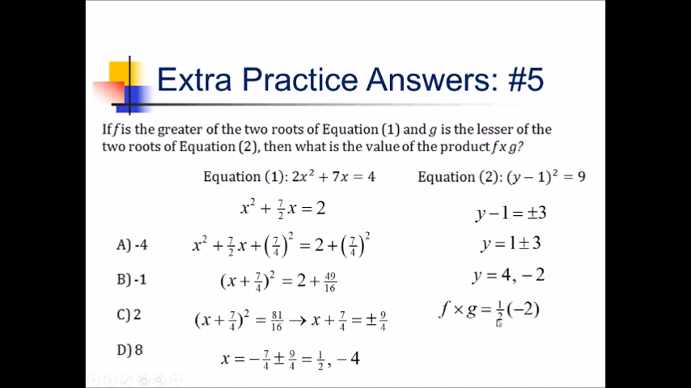Multiplying those together, 1/2 times negative 2, that's just negative 1, which finally, at the end of this journey, gives us answer choice B.